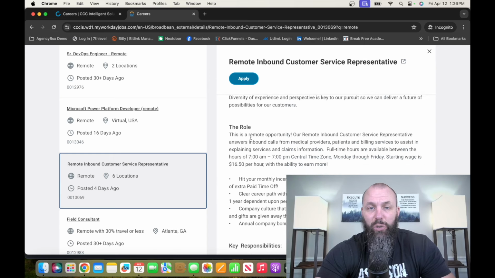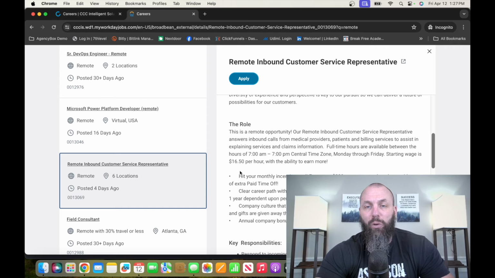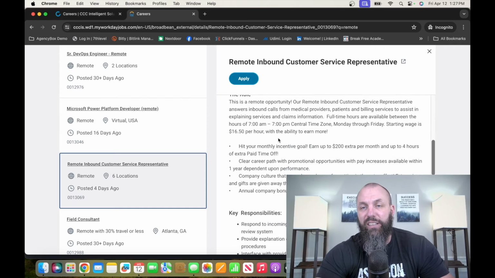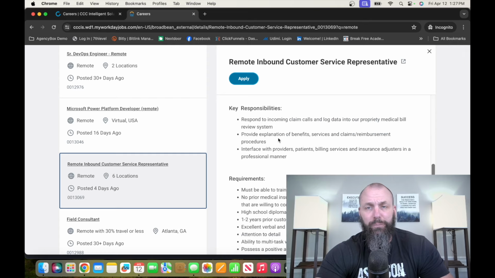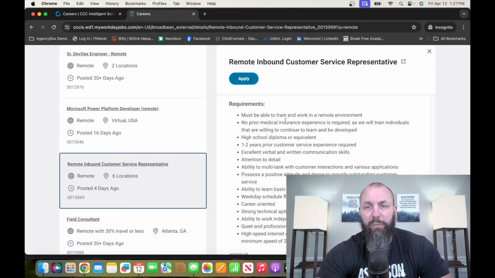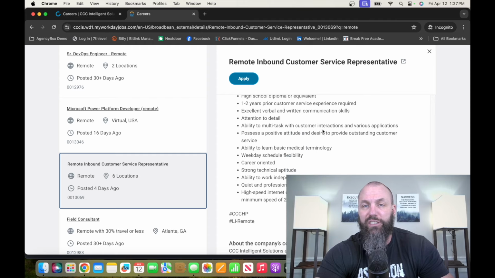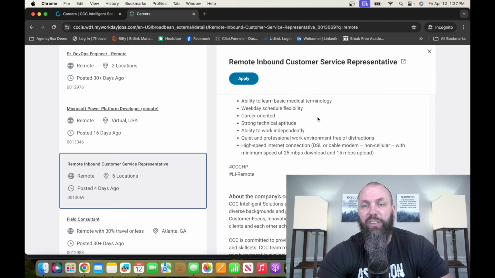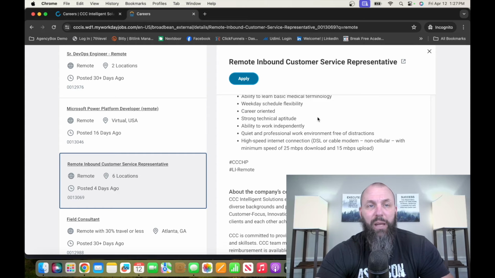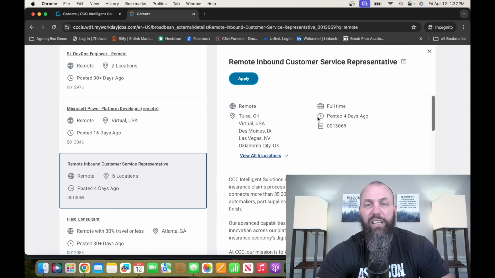What this position is going to do is this remote opportunity, our remote inbound customer service representative answers inbound calls from medical providers, patients, billing services to assist explaining services and claims information. So it's 7 a.m. to 7 p.m. Central Time Zone. Starting wage is $6.50 per hour with the ability to earn more. So they got incentives and bonuses on top of that. So as far as what they require is must be able to train and work in a remote environment. So they will train you, high school diploma, 1 to 2 years customer service experience, ability to work on the weekends, flexibility. So there's nothing overly crazy about this. Go check it out, cccis.com. Go check it out.